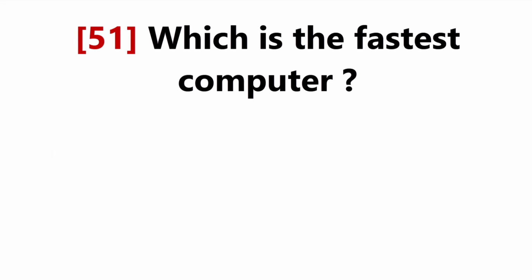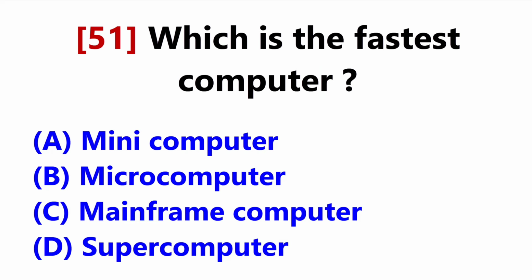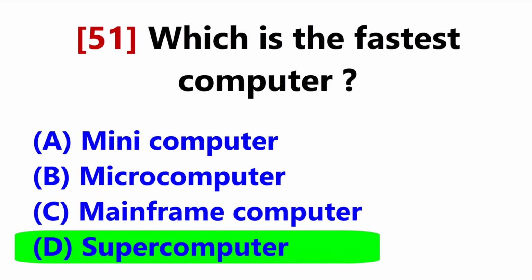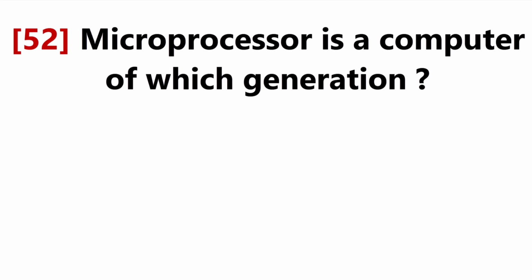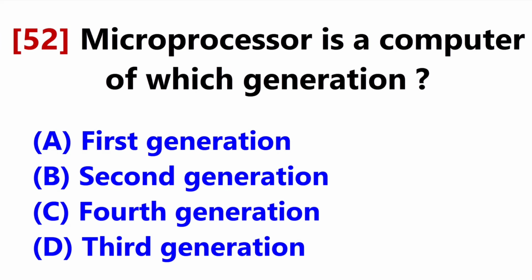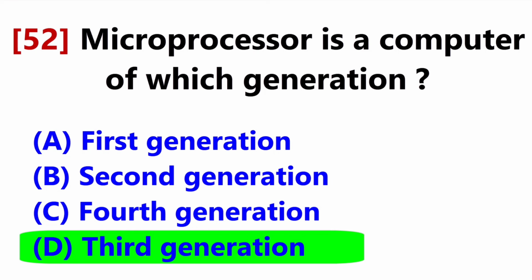Which is the fastest computer? Answer option D, supercomputer. Microprocessor is a computer of which generation? Answer option D, third generation.